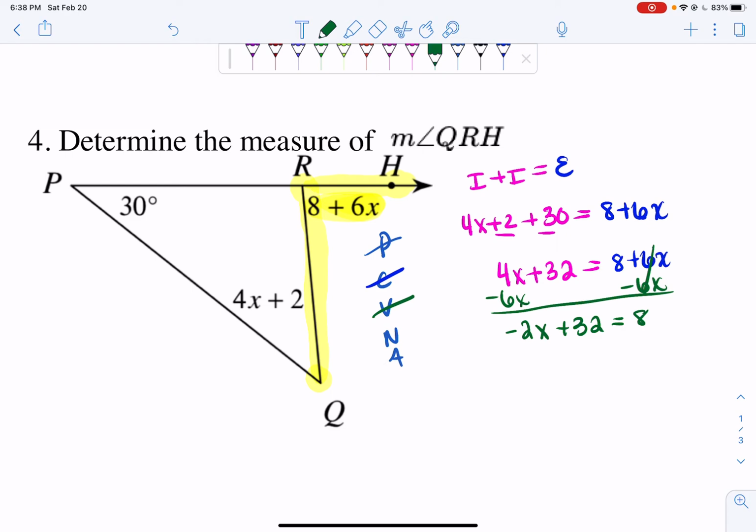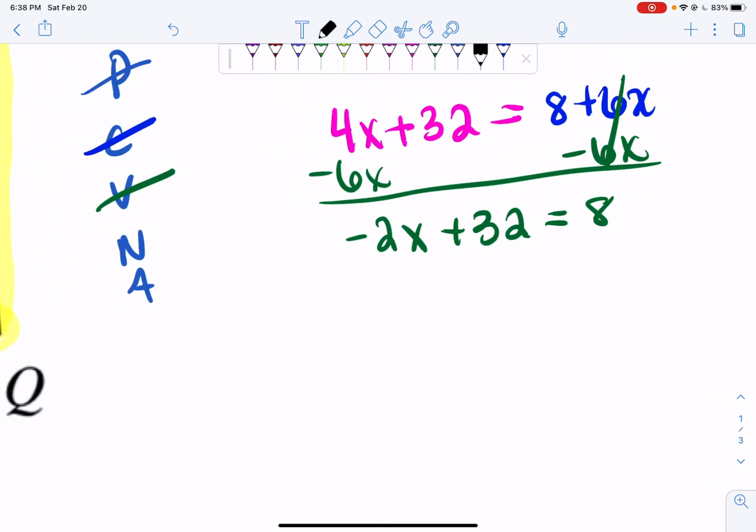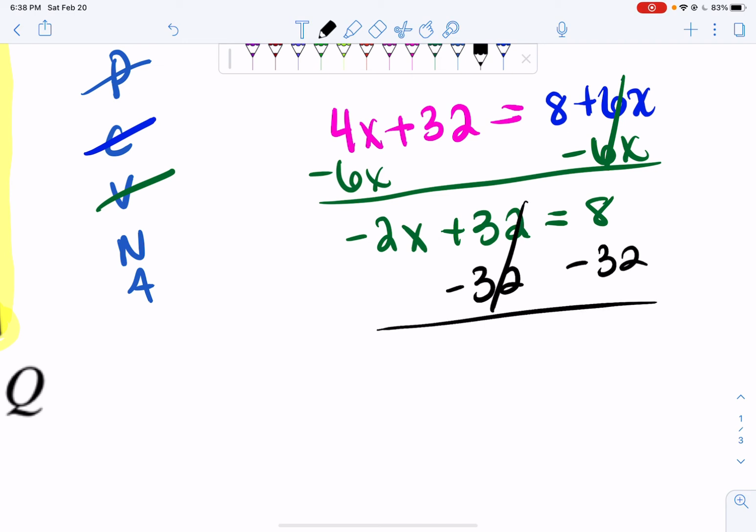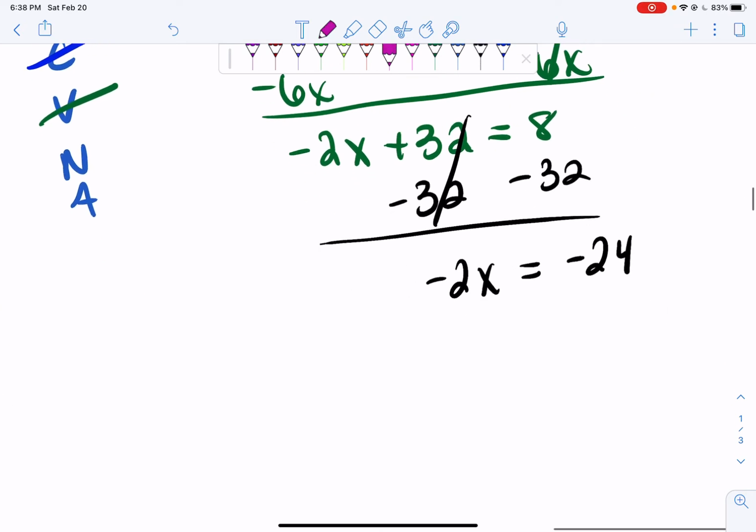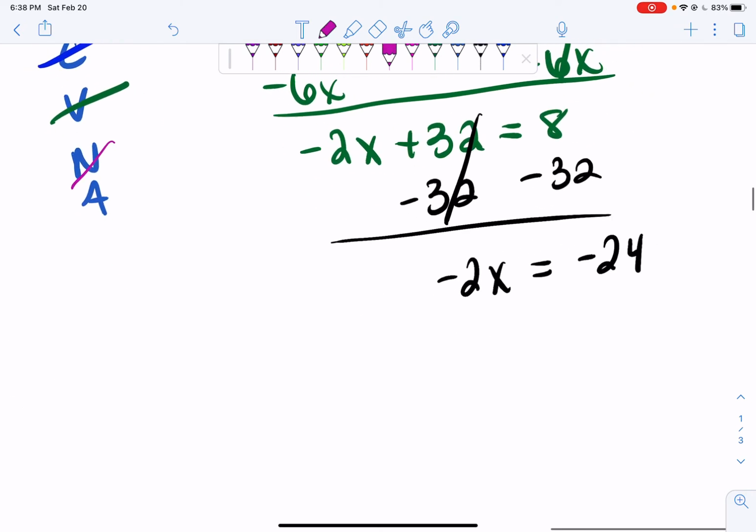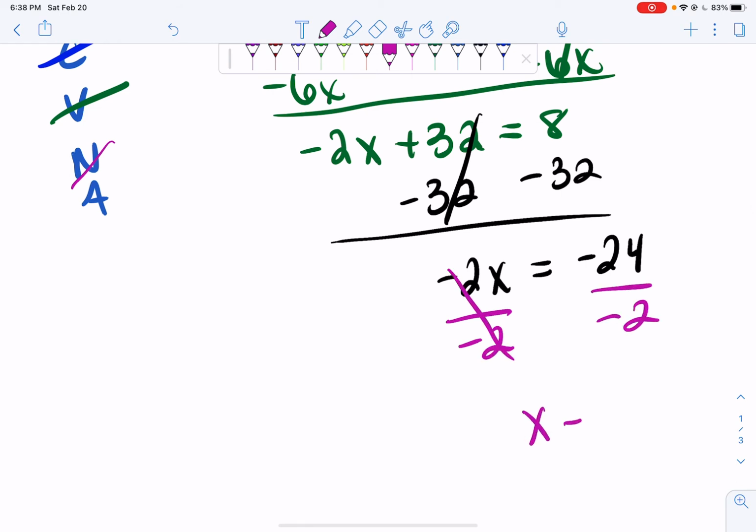I now need the numbers on the other side, so I'm going to take away 32. Get negative 2x equals negative 24. And then I divide by a negative 2, and get x is equal to 12.